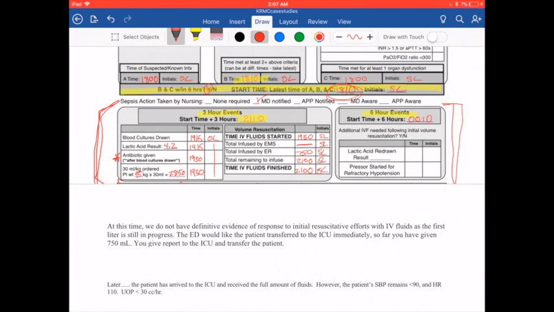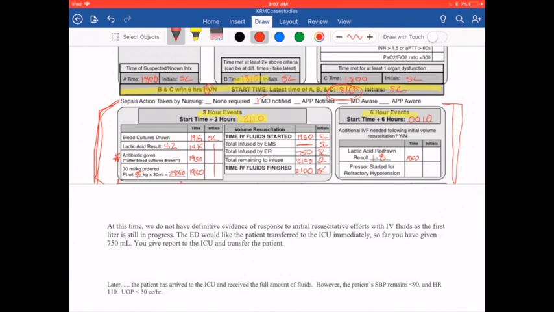So let's say that the lactic acid was redrawn in 4 hours, so right at midnight. Alright, so we'll just kind of make this up, that the lactic acid redrawn was 1.8.